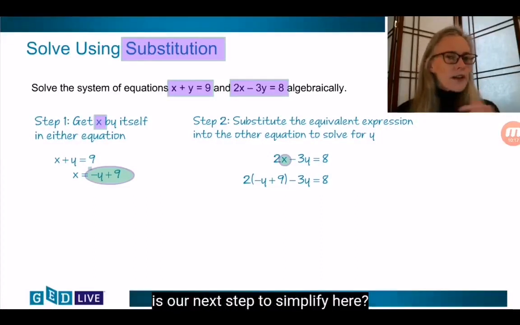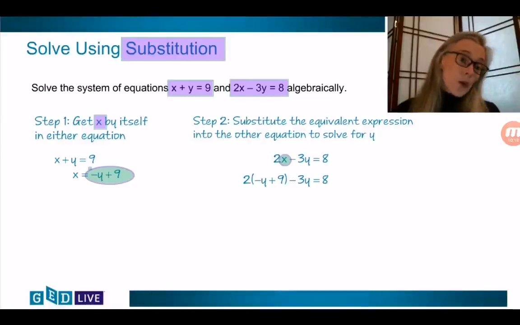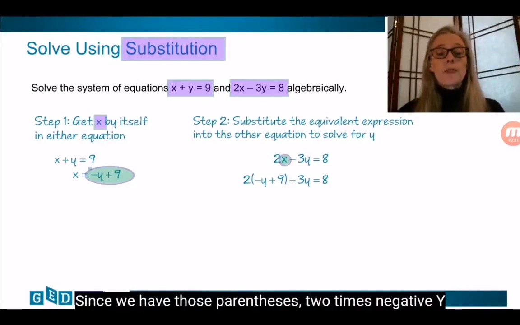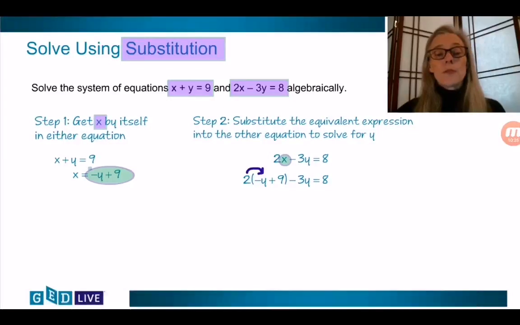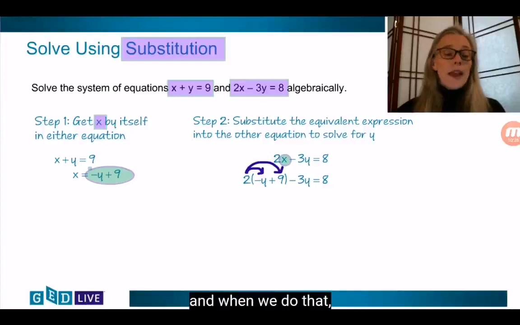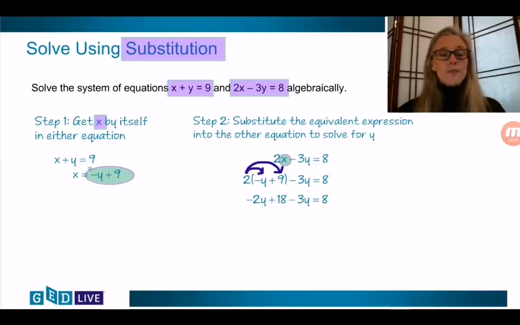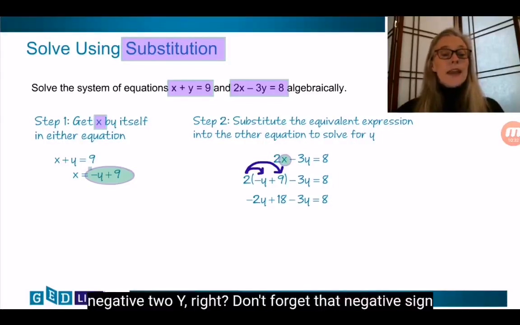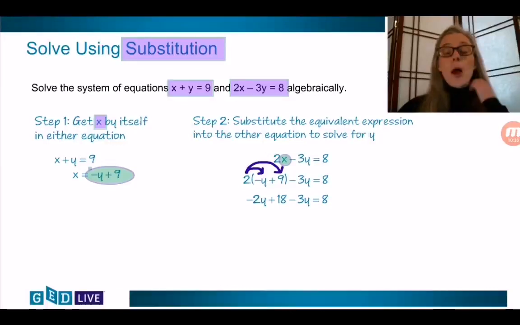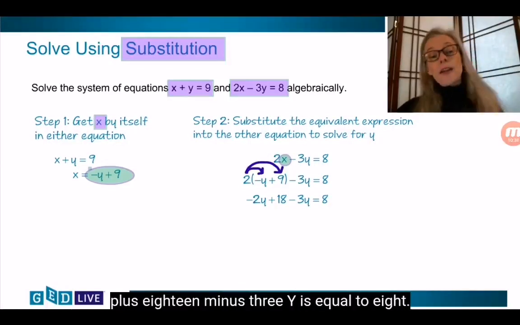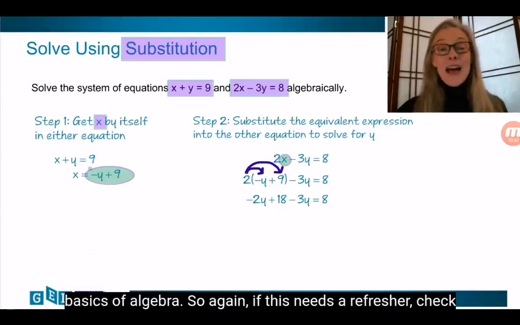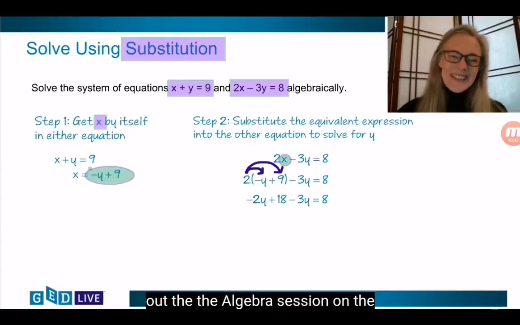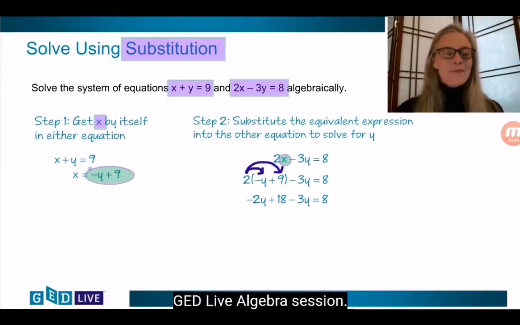And now we just need to simplify. So what is our next step to simplify here? Since we have those parentheses, 2 times negative y plus 9, we have to make sure that we distribute that 2 over both of those terms. And when we do that, this is what we get. Negative 2y, don't forget that negative sign, plus 18 minus 3y is equal to 8. Next step, now we're going back to the basics of algebra. So again, if this needs a refresher, check out the algebra session, the GED Life algebra session.